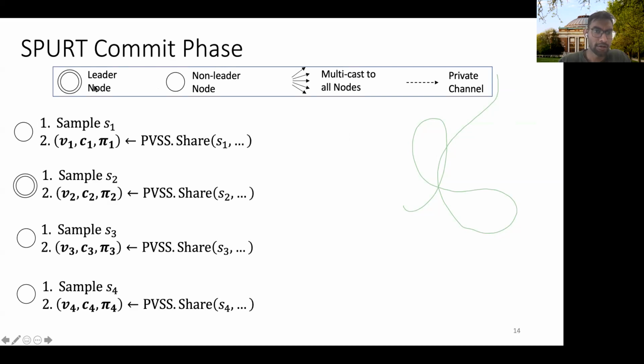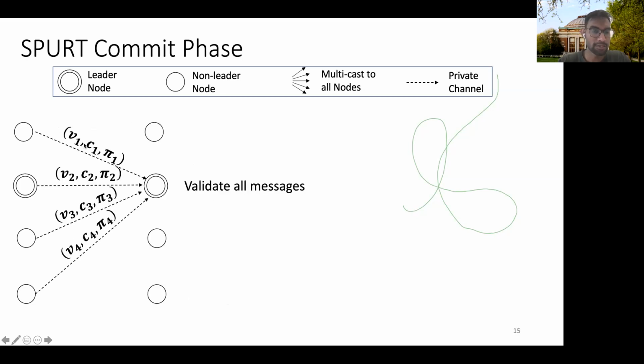In each epoch, each node will sample a random secret S. Node 1 will sample S1, node 2 will sample S2, and they will compute the PVSS shares for their secret. This PVSS share call will produce 3 vectors: V, C, and pi. Each node will send all 3 vectors to the leader. So each node is sending an order n lambda size message to the leader. It's an all-to-one communication.